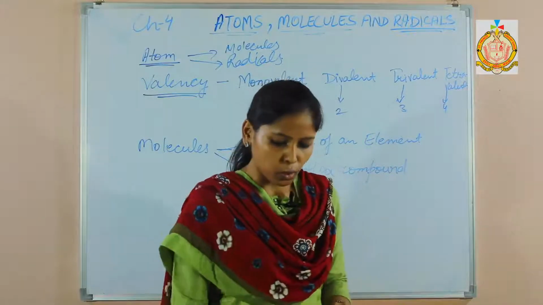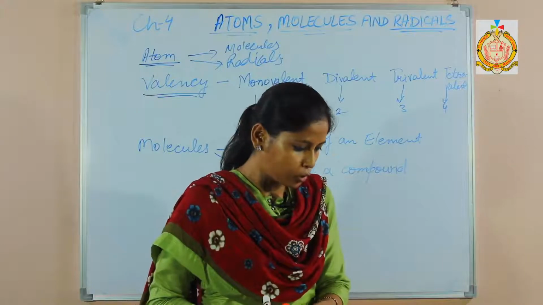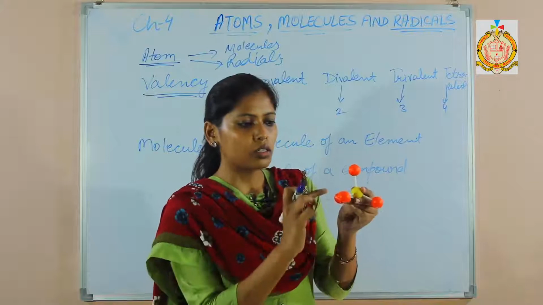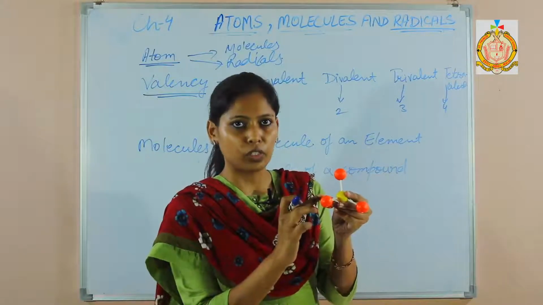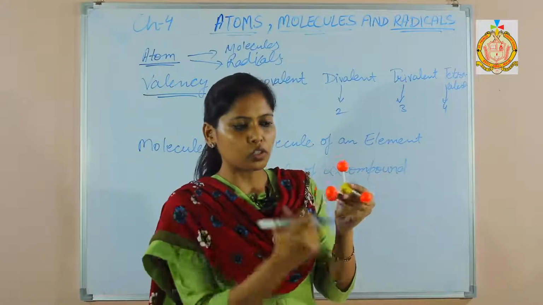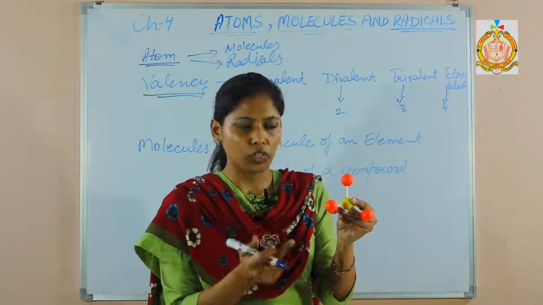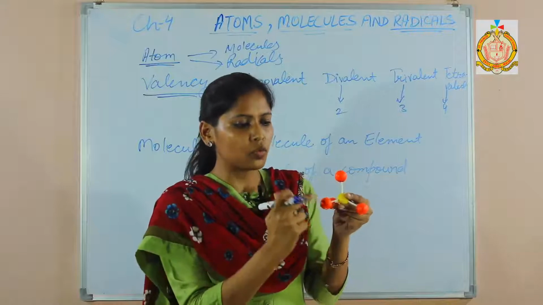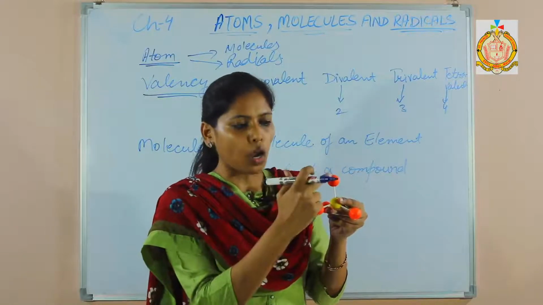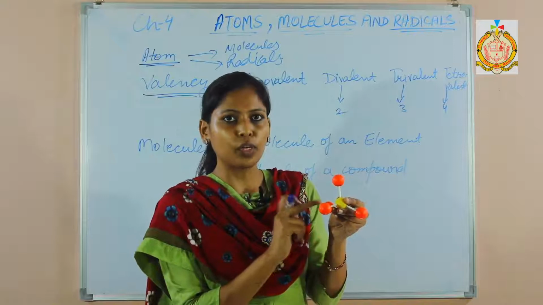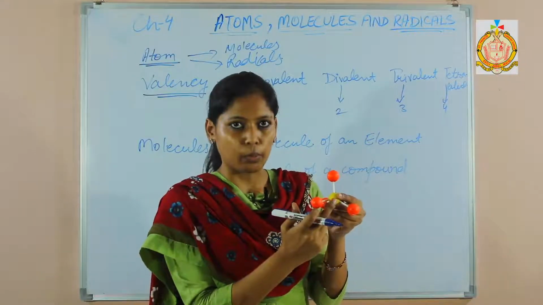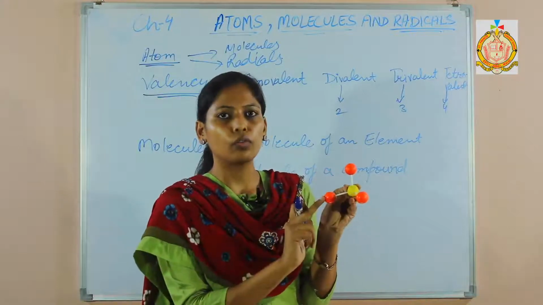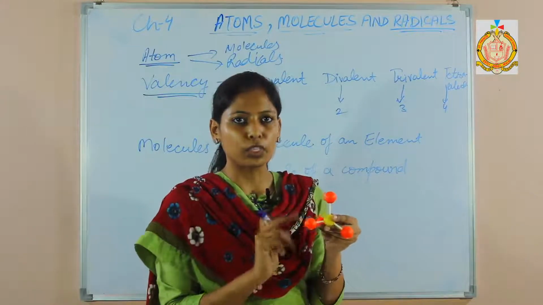And how to count the valency? I will show you the atomic model. See, these orange balls show hydrogen atoms. This is the structure of methane, a tetrahedral structure. This one shows the carbon atom, and these 4 are hydrogens. So count the number of hydrogens; that will be the valency of the middle atom. The middle atom is carbon, and its valency is 4 because 4 hydrogens are there.